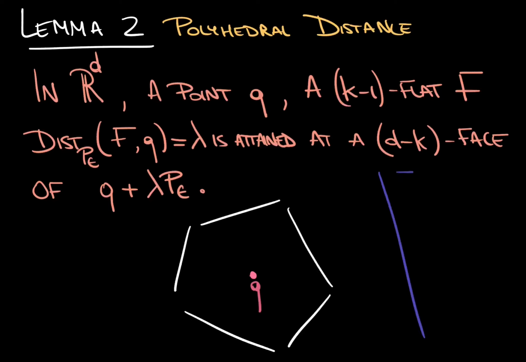Given a point Q and a line F, the polyhedral distance between those objects is the scaling factor such that the scaled polygon touches F. This happens at a vertex of the scaled polygon. This observation generalizes for any D and K.